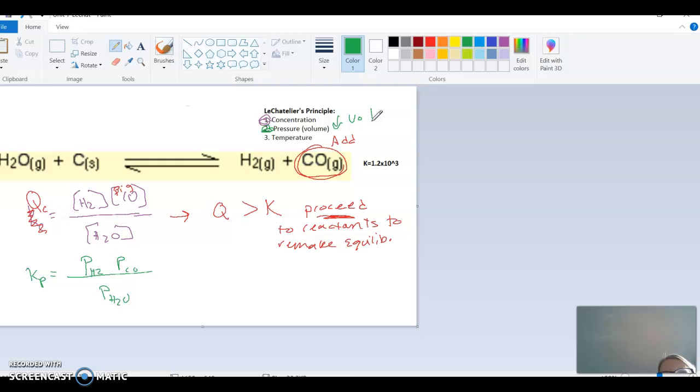If I decrease the volume on a container, the pressure increases. Decreasing volume increases the pressure. Let's say I'm going to cut the volume by half. If you cut the volume by half, it's really going to increase the pressure by 2.